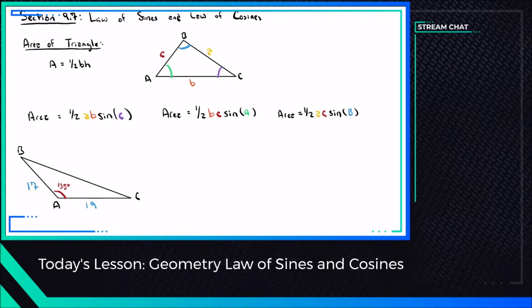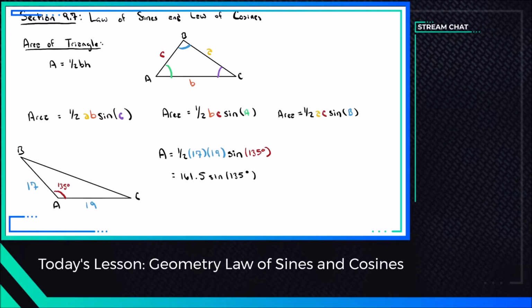And we have all of that information. So now let's just plug that into our formula. So we're going to take the area is equal to 1/2 17 multiplied by 19 multiplied by the sine of the angle between them, which is 135 degrees. And so if we multiply 17 and 19 out and then divide that by 2, we're going to get that is equal to 161.5 multiplied by the sine of 135 degrees.